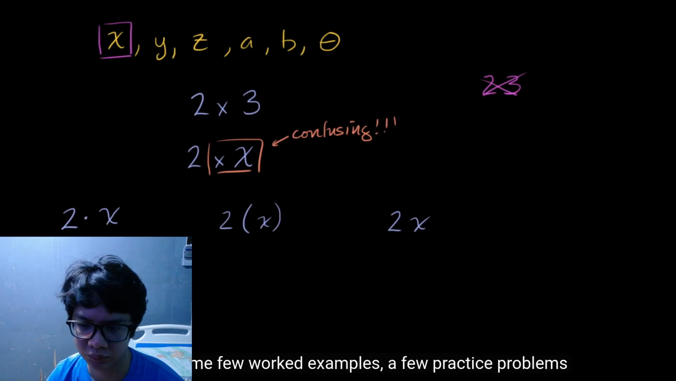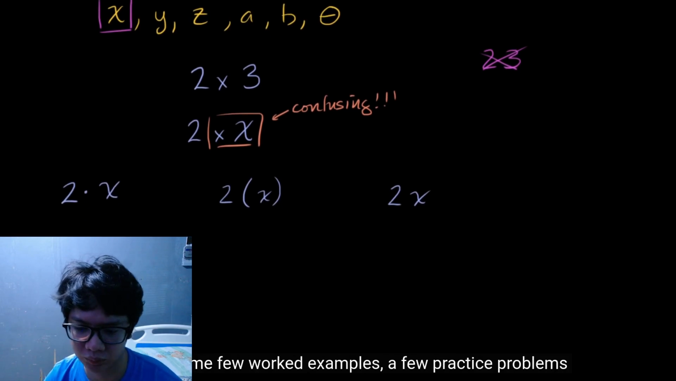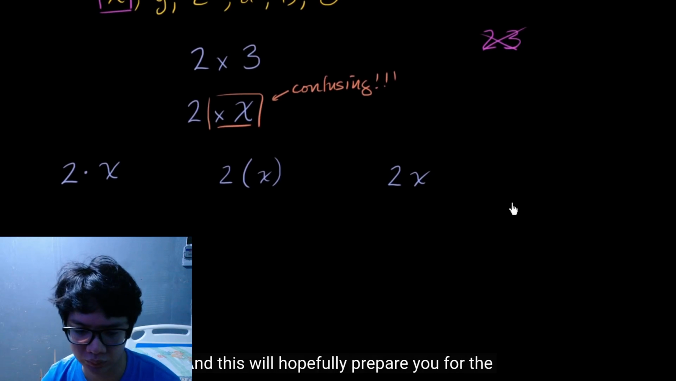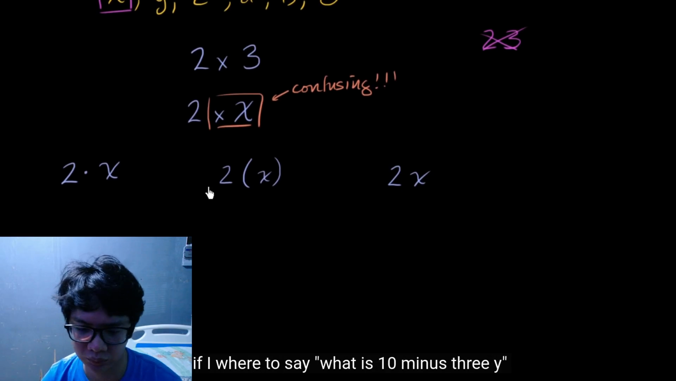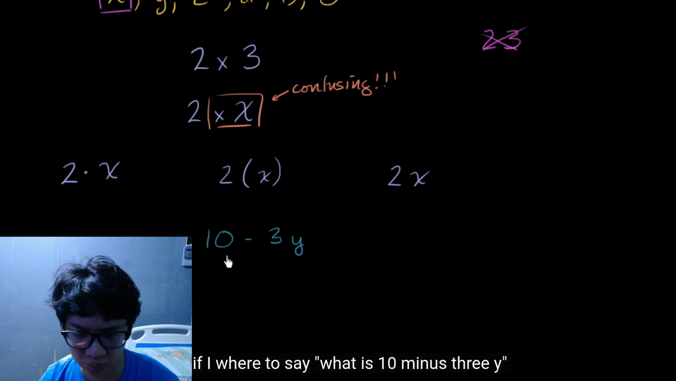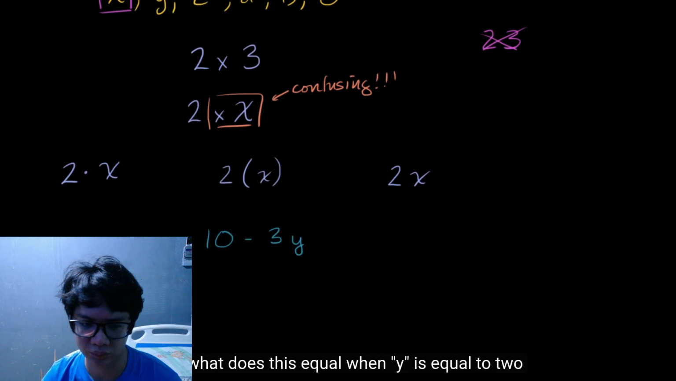And so with that out of the way, let's try a few worked examples, a few practice problems, and this will hopefully prepare you for the next exercise where you get a lot of chance to practice this. So if I were to say, what is 10 minus 3y, and what does this equal when y is equal to 2?